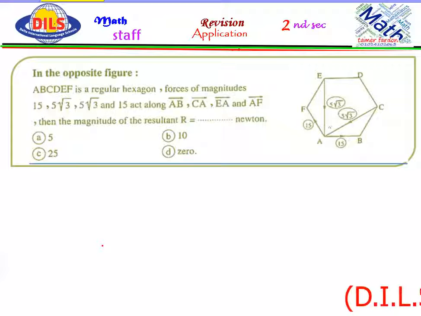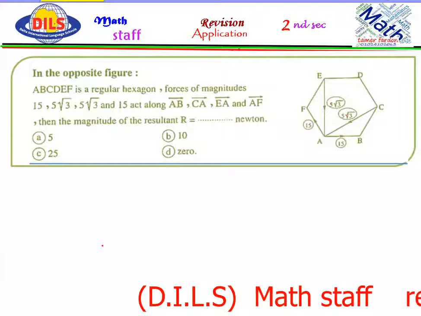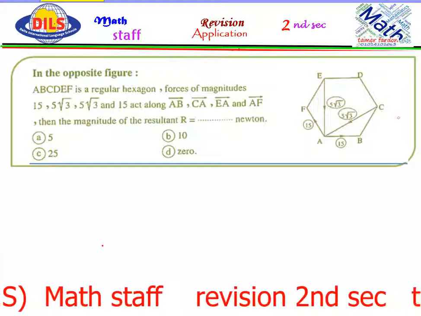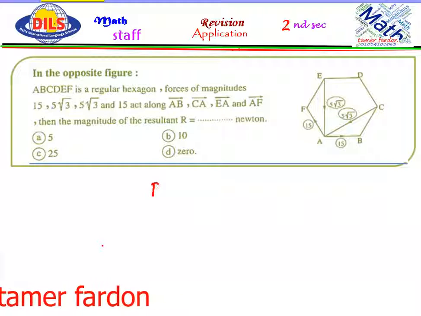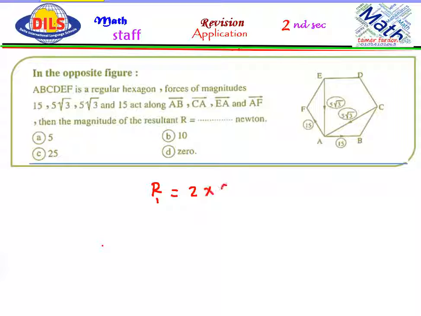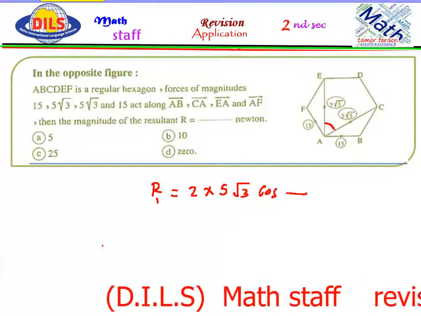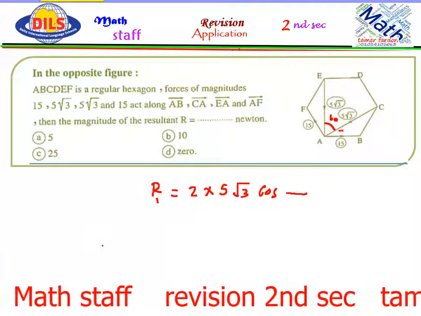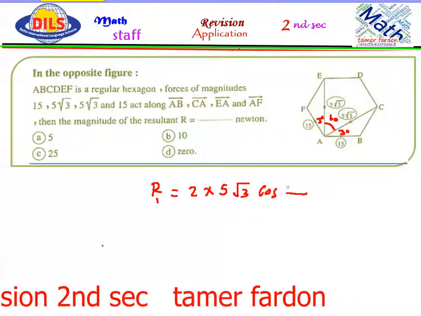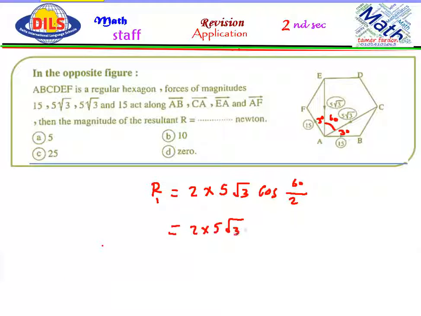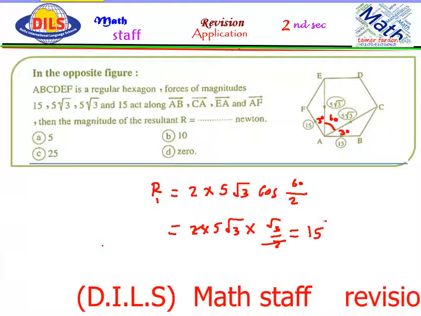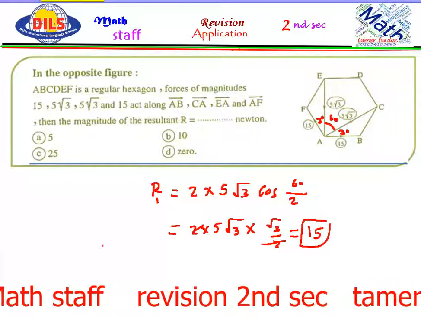Okay, let's start with the two forces 5 root 3 and 5 root 3. Two forces equal in magnitude, so their resultant equals 2 times 5 root 3 times cosine of half the angle between them. The angle between them is 60, regular hexagon, 30, 60, 30, so cosine 60 over 2. This equals 2 times 5 root 3 times cosine 30, root 3 over 2. We get 15 newton.